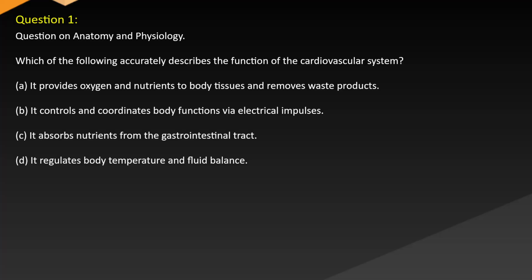Question 1. Question on anatomy and physiology. Which of the following accurately describes the function of the cardiovascular system? A. It provides oxygen and nutrients to body tissues and removes waste products. B. It controls and coordinates body functions via electrical impulses. C. It absorbs nutrients from the gastrointestinal tract. D. It regulates body temperature and fluid balance.